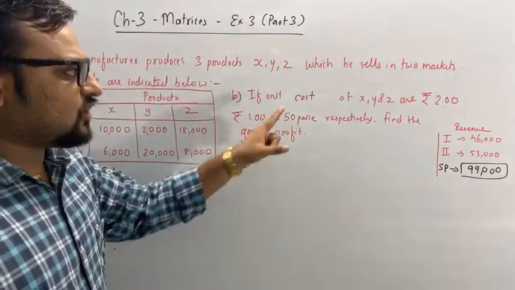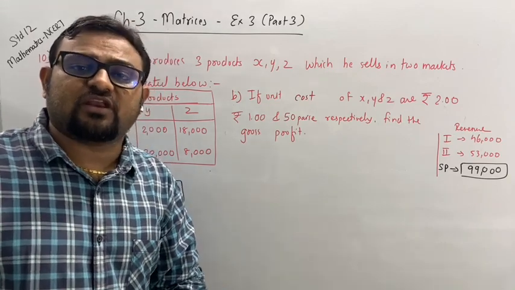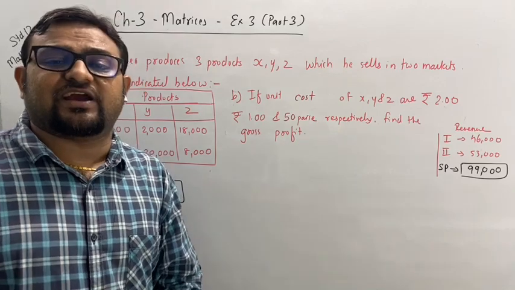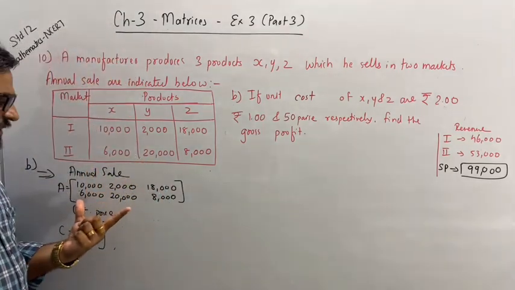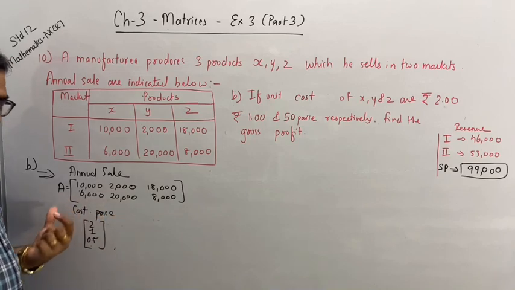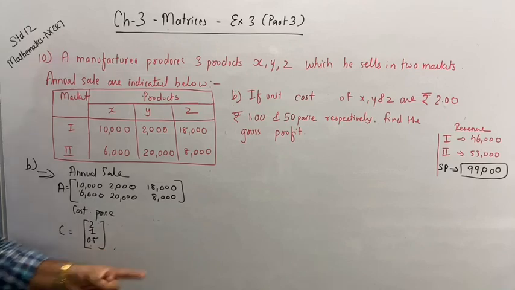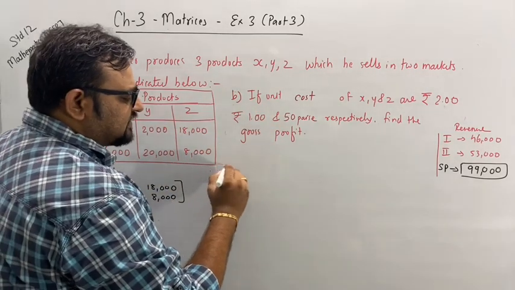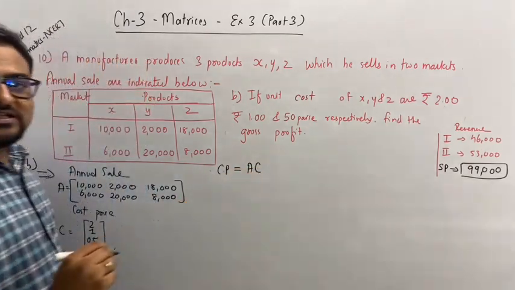Clear? Now the cost price is given. You have to find the profit. So what is the formula of profit? Selling price minus cost price. So first we need to find the total cost price. We have selected the same annual sale matrix A, and we have taken the cost price matrix C, which is 2, 1, and 0.5. So the total cost price will be equal to A into C.